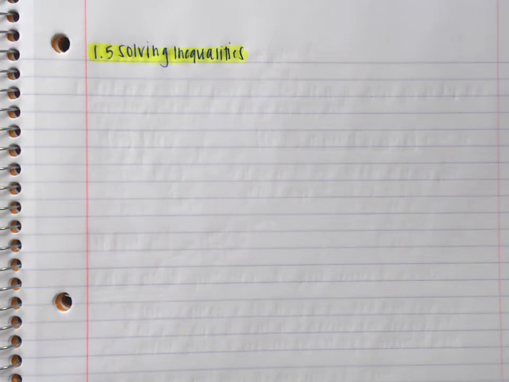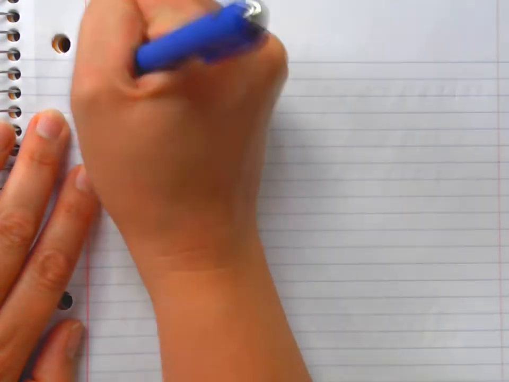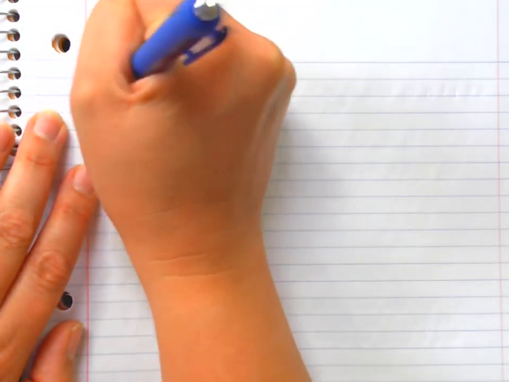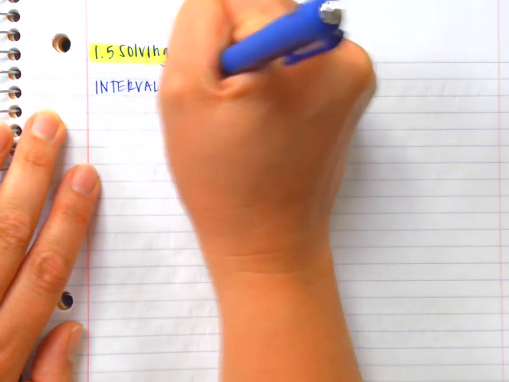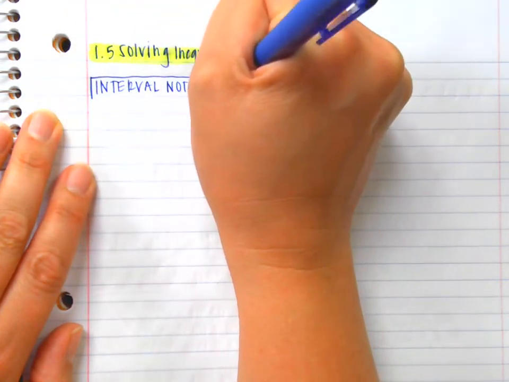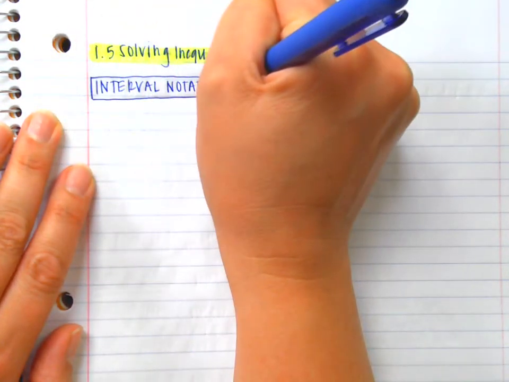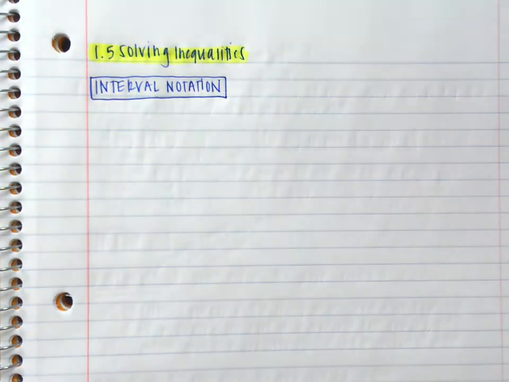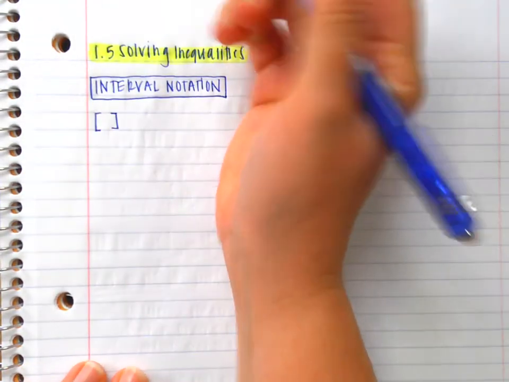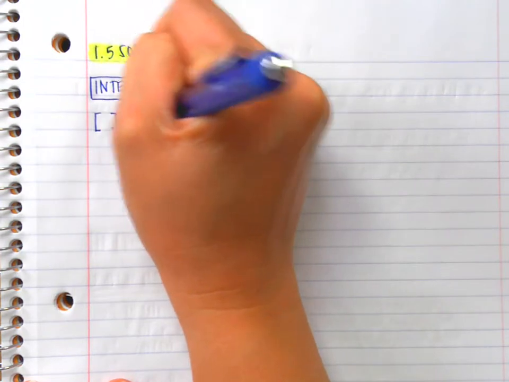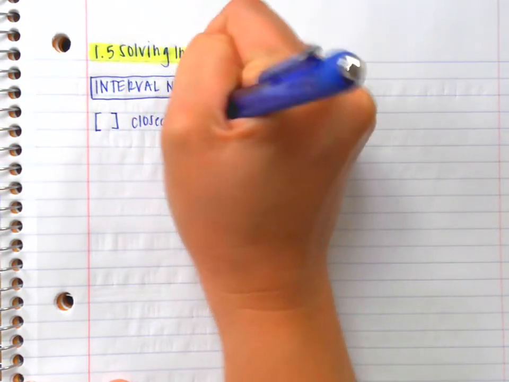Okay. So there are two different ways that we can write things in interval notation. Actually, let's start by heading this. So two different ways that you can write intervals. You can either use brackets or parentheses. So brackets signify closed interval. That would be a closed interval.